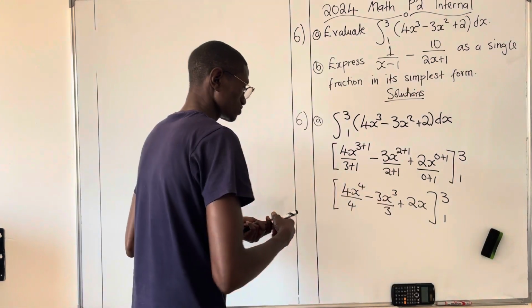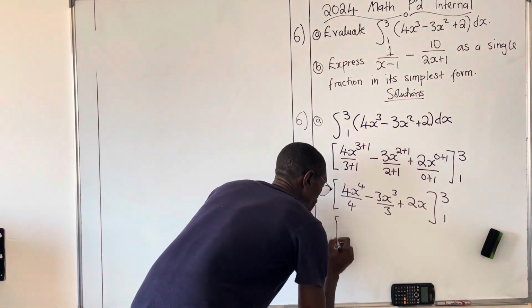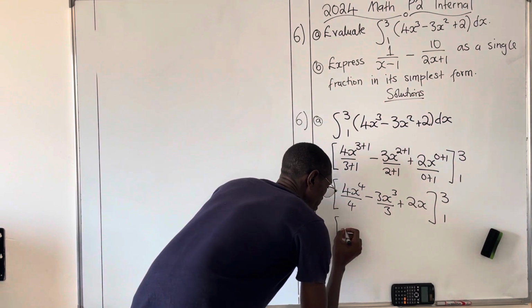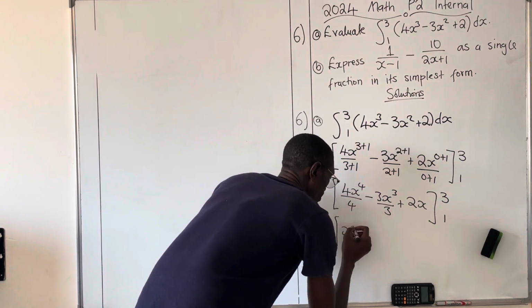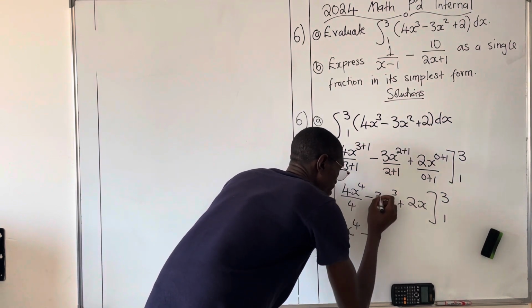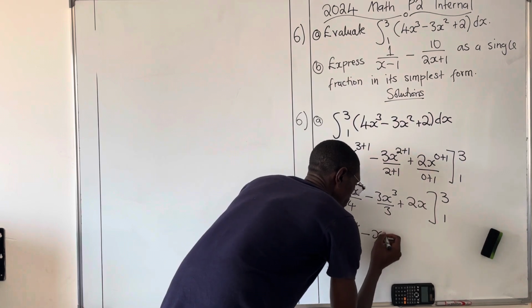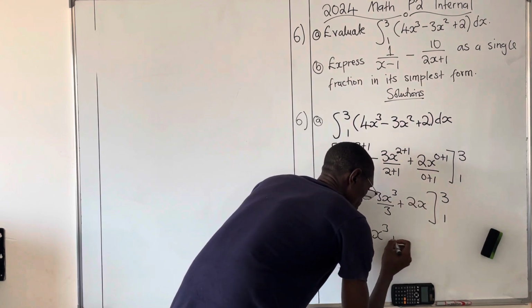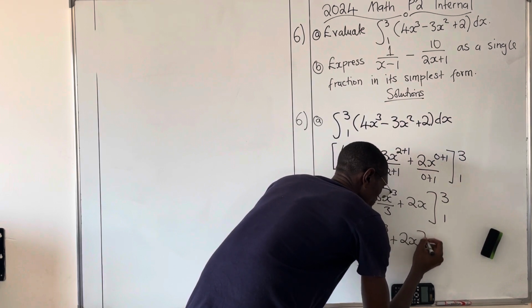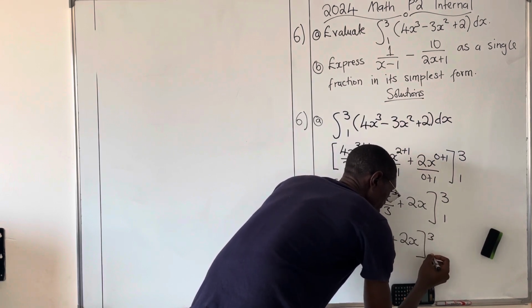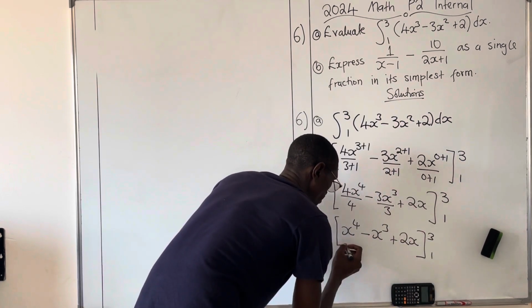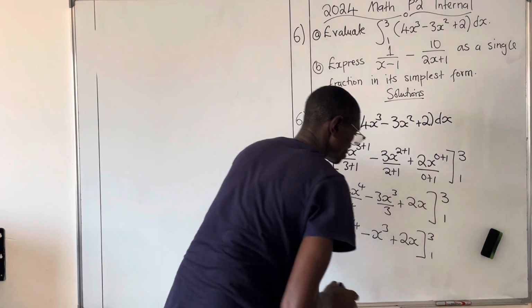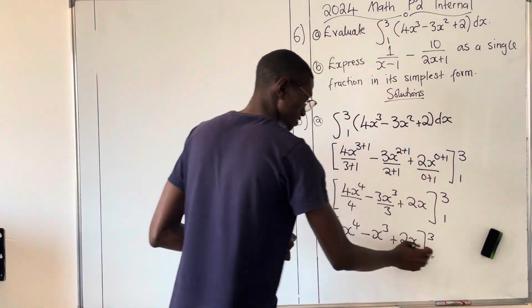Once we are done with that, we can continue simplifying. We say 4 divided by 4 gives us x to the power 4, minus 3 divided by 3 there is x to the power 3, plus 2x. At this point, we're done integrating.